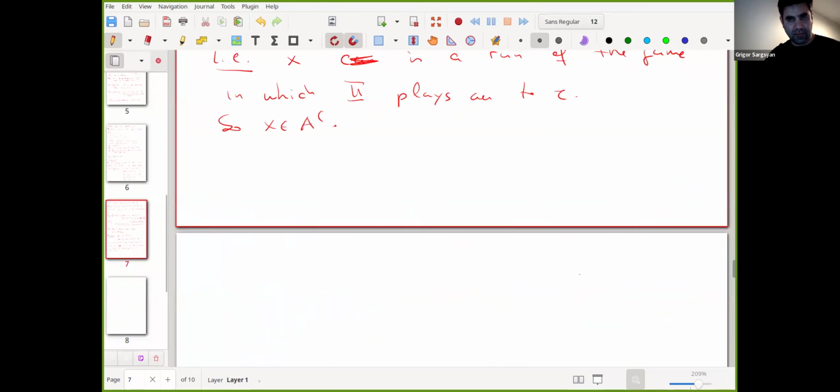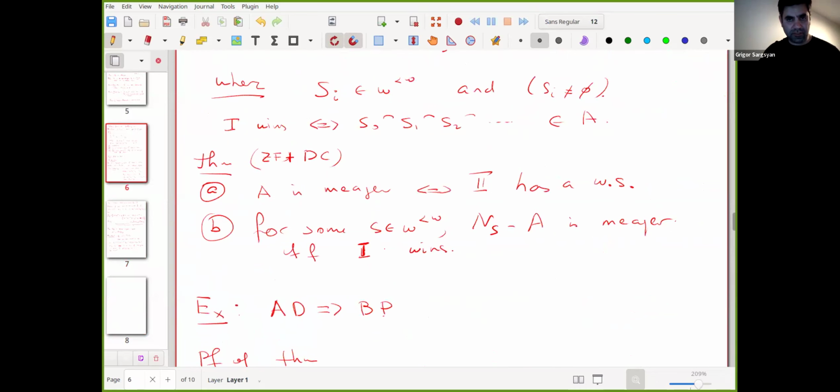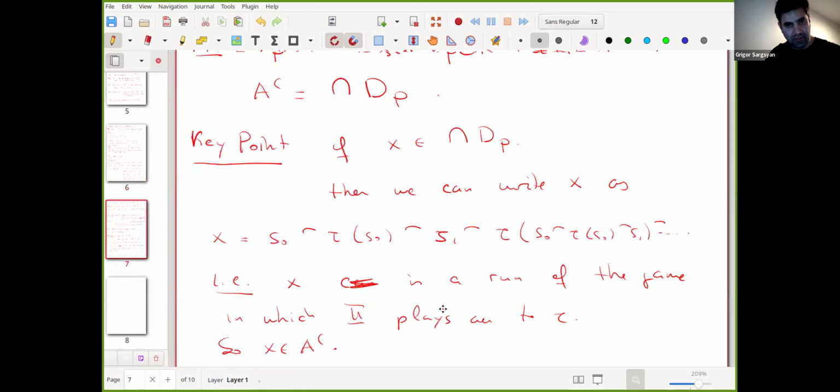Okay, and proving two is easy. Proving this one is easy. The first one says A is meager if and only if 2 has a winning strategy. Now for some S, S minus A is meager, and now we want 1 to win. Well, 1 plays this first S, and then it's meager. So 2 now has a winning strategy. So 1 is going to follow 2's strategy.